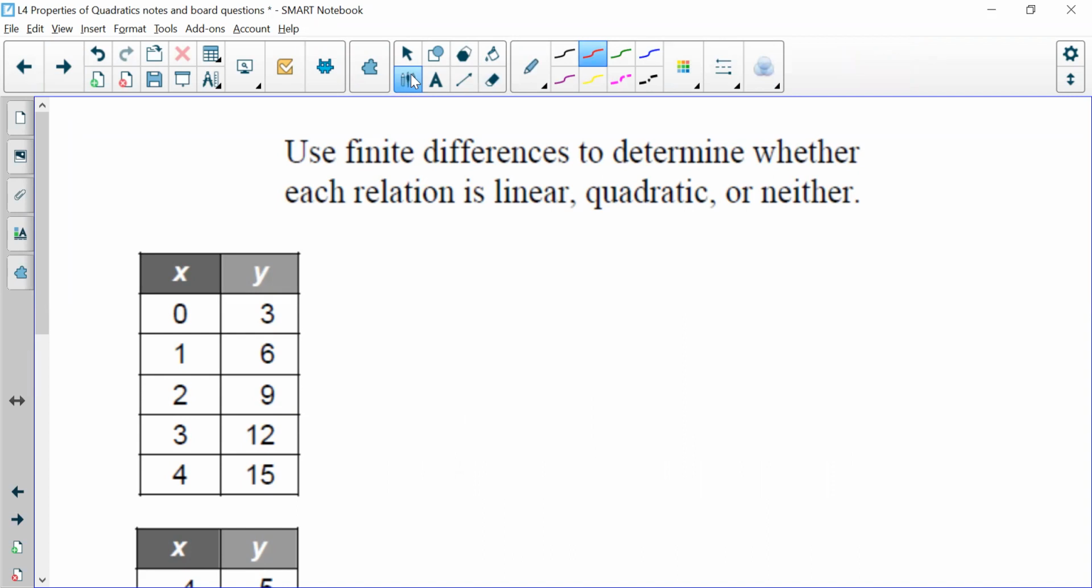Does anybody remember how we figure out the differences in this table of values to figure out what this relationship is? Is it linear, is it quadratic, or is it neither of those things? Don't you like count the difference between each number? So the difference in the y column is 3 and then x increases by 1. Yeah, so we actually only have to check the x column. It goes 0, 1, 2, 3, 4. So that's good, check that.